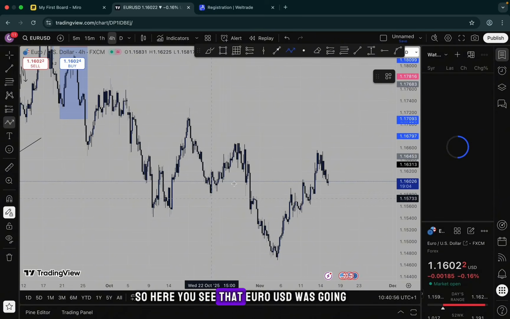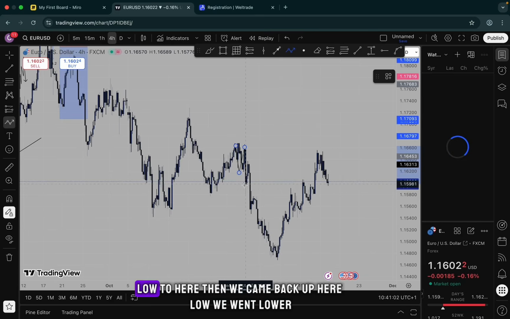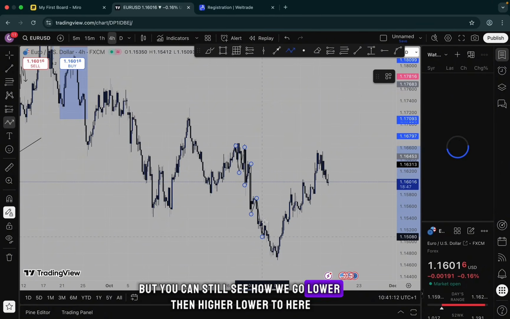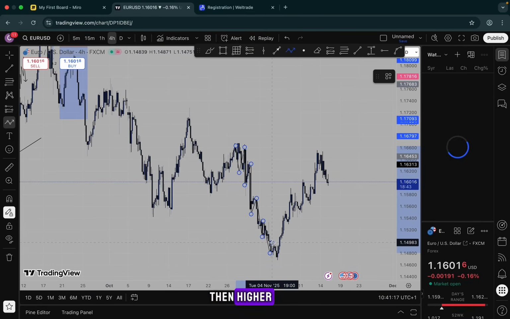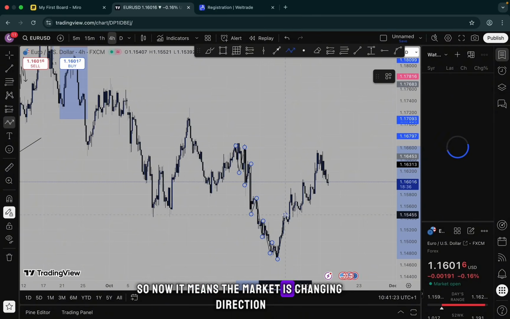So here you see that EUR/USD was going low, then this high, low to here, then we came back up here, low, we went lower, we came to this high, and there's a bit of consolidation here, but you can still see how we go lower, then higher, lower to here, then higher, then we went low to here, and then we actually broke upwards.